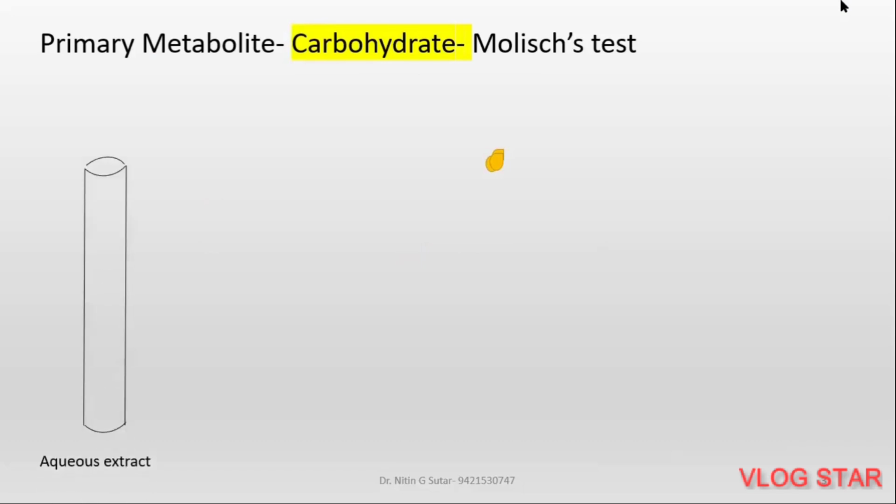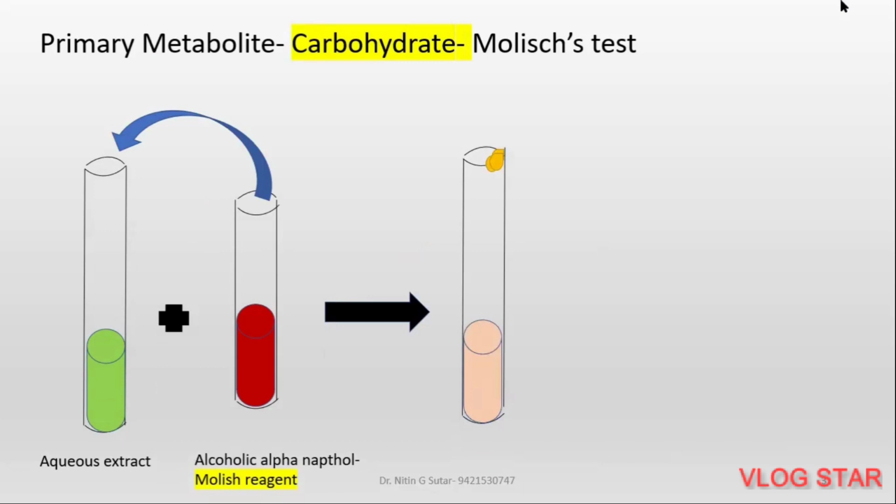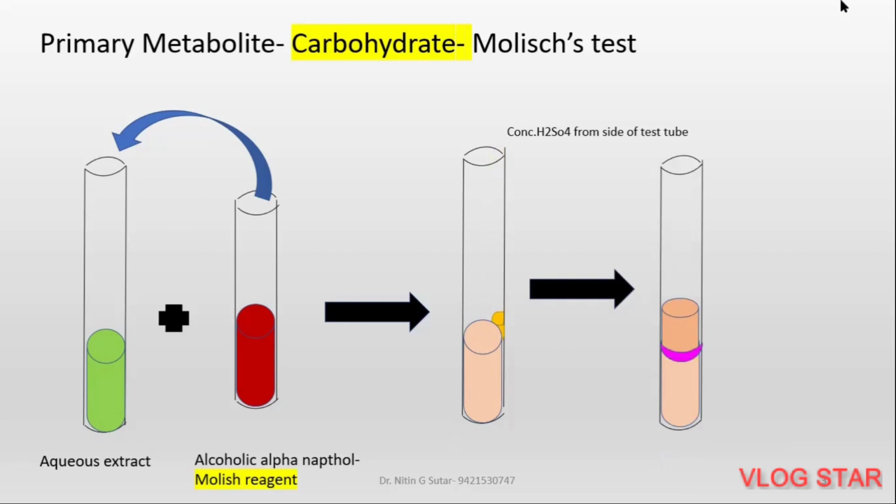For this, you have to take the aqueous extract. To this aqueous extract, you are going to add alcoholic alpha naphthol, that is nothing but your Molisch reagent. Once you have added this, shake it properly. After shaking, keep it aside, and then add concentrated sulfuric acid from the side of the test tube and keep it aside. Within a few seconds, you observe a violet ring at the junction of the two liquids, which indicates that carbohydrates are present.